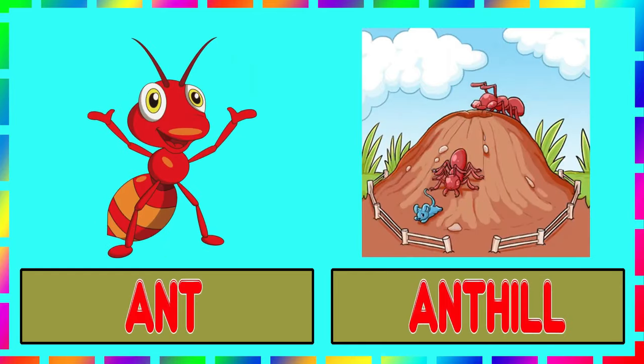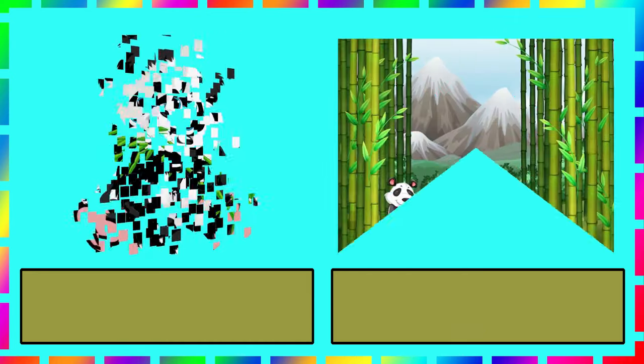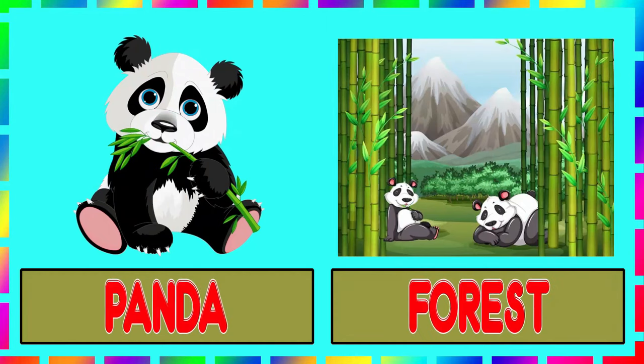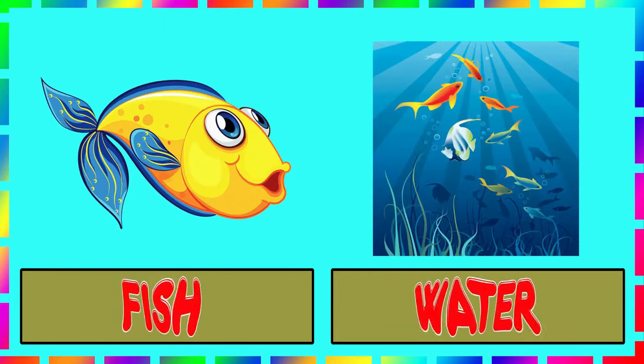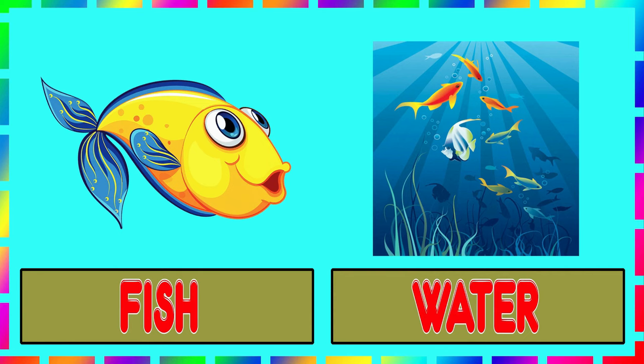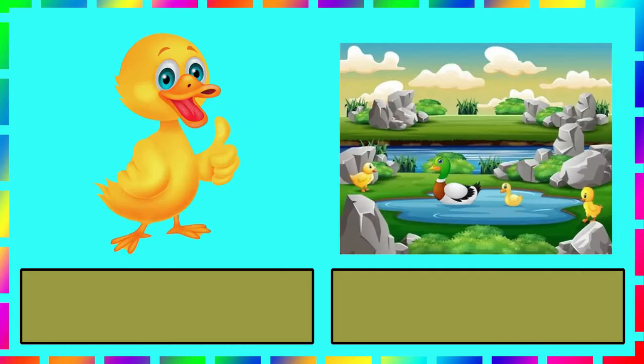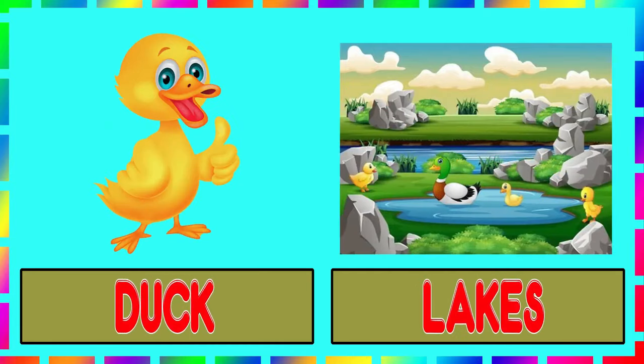Ant. Ant lives in an anthill. Panda. Panda lives in a bamboo forest. Hippopotamus. Hippopotamus live near a river bank. Fish. Fish live in water. Duck. Ducks live near water ponds and lakes.